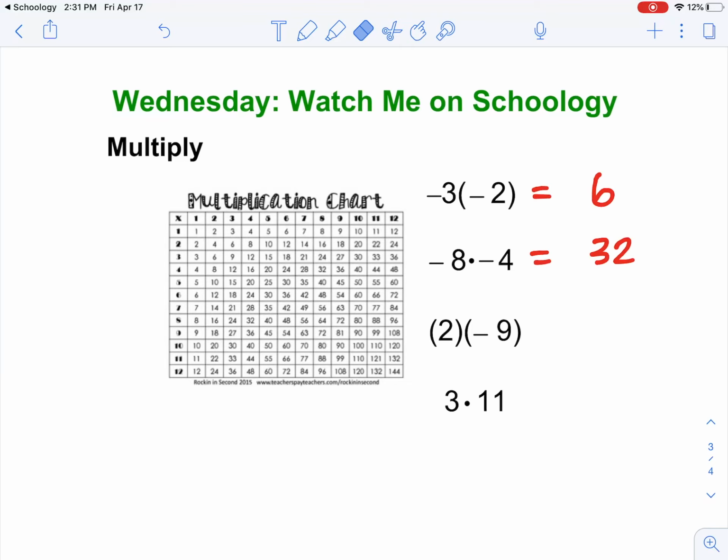Up next, we have 2 times negative 9. So I'm going to go to my chart, 2 and 9, which is 18. And for this one, I had a positive and a negative, so my answer should be negative.